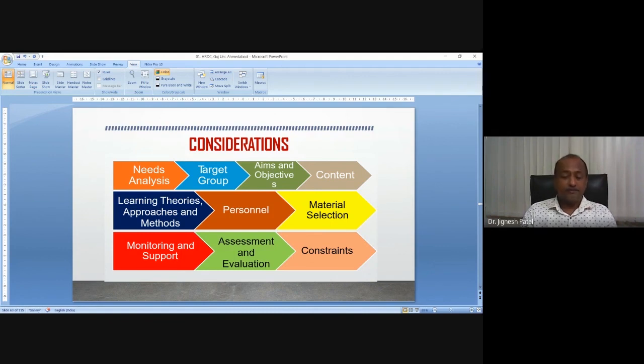Then assessment and evaluation I have talked about earlier, and what the constraints of the syllabus are, that should also be thought about. What are the constraints of the curriculum, why the curriculum is not successful, what problems occurred while implementing the curriculum in a classroom. So all these things should be thought about before the curriculum design.